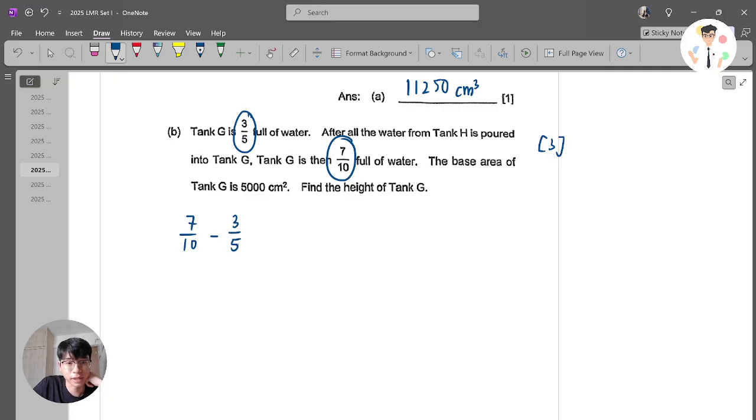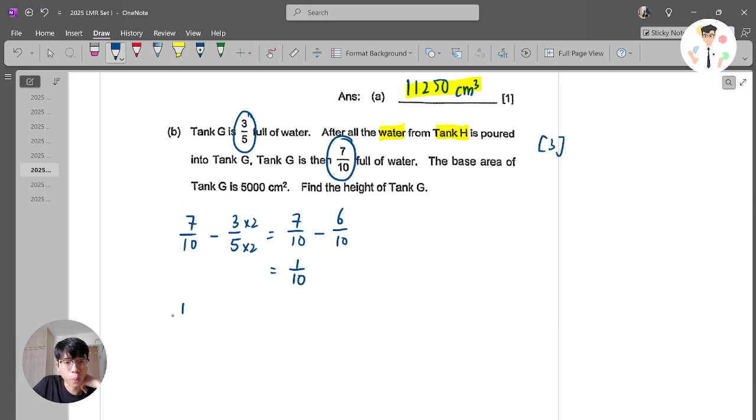So of course, if you want to minus, we must make sure the denominators are the same. So times 2, times 2. So I know it's 7 out of 10 minus 6 out of 10. Okay? Means that there's an increase of 1 out of 10 of the capacity or the volume. And I know that this increase is because there's water adding in from tank H. Okay? Then what is the volume of water that's added in? Which is what we found just now, 11250.